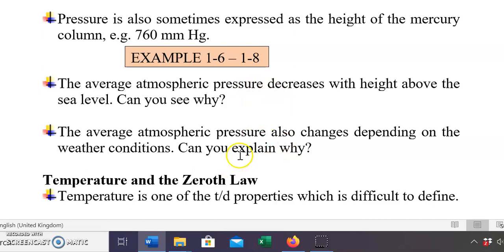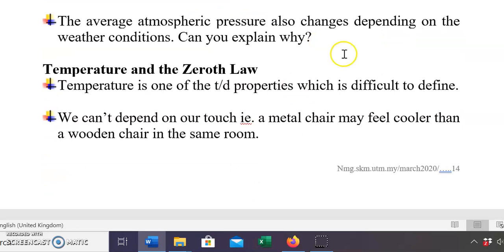Now, there are two questions here to ponder. The average atmospheric pressure decreases with height above sea level. Can you see why? Also, the average atmospheric pressure changes depending on the weather conditions. We can discuss that the next time we meet.